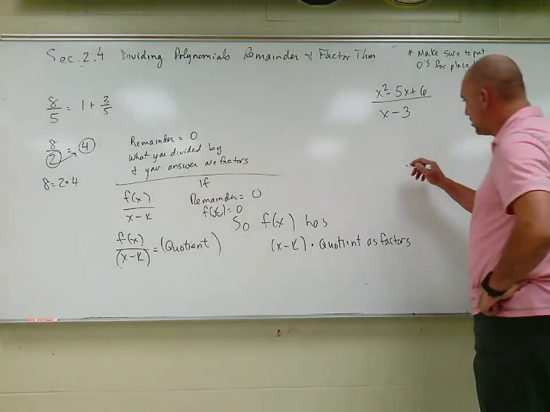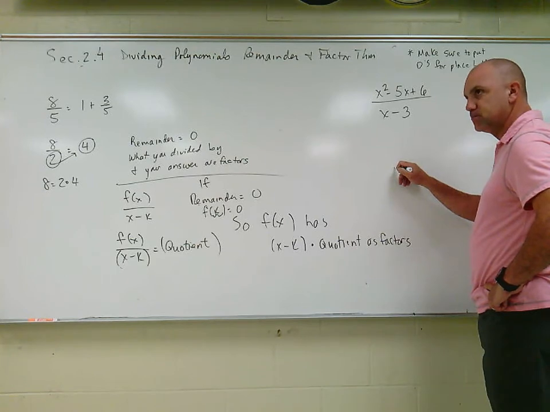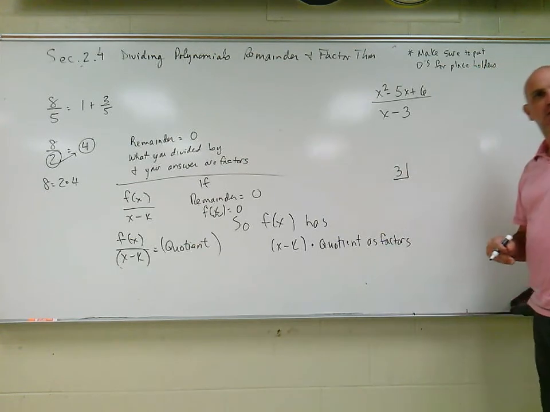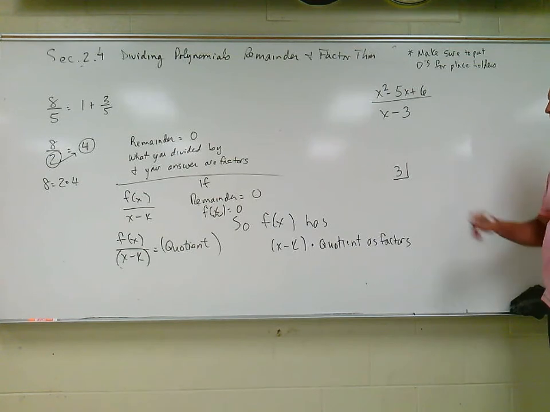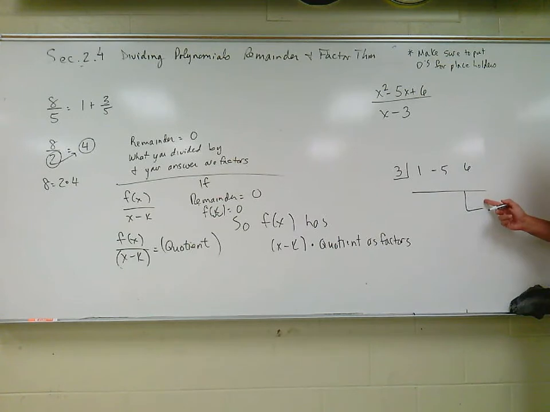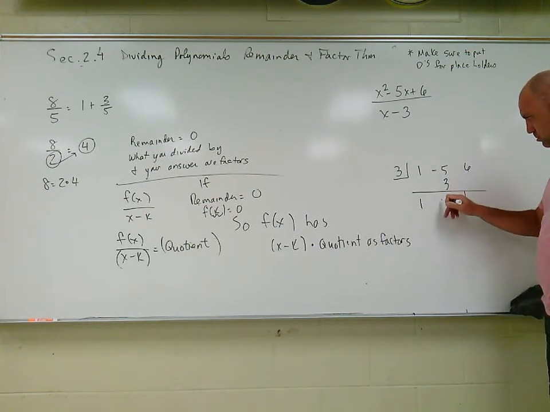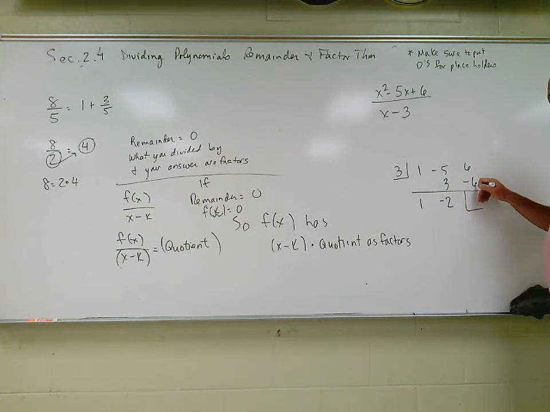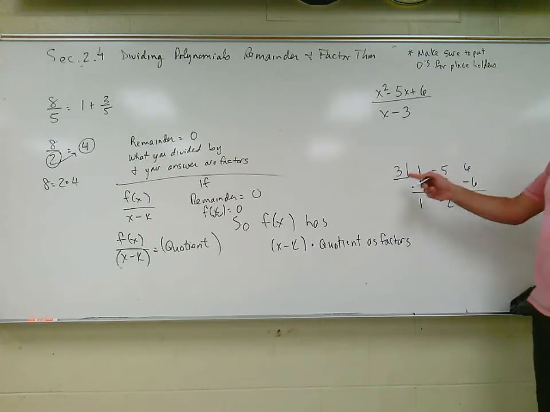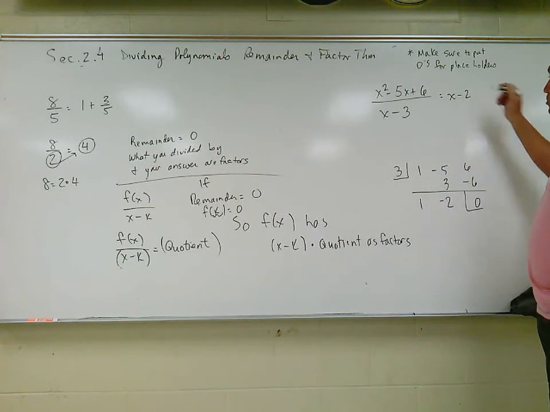What goes outside the little house? With the 3, I'm doing synthetic division. What goes on the inside? 1, -5, and 6. Put a line, put my half rectangle here. I'm hoping this right here should be 0. All right, so let's see. 1 and nothing, 1, 3, -2, -6, 0. What does that mean? Now that means our answer is just x minus 2. There's no remainder.